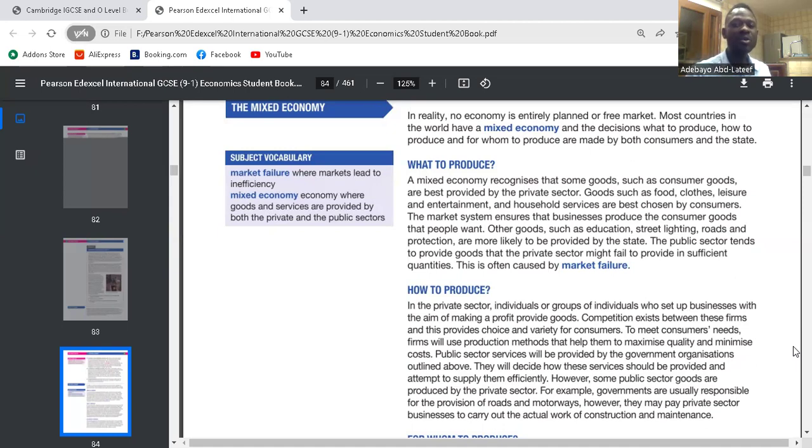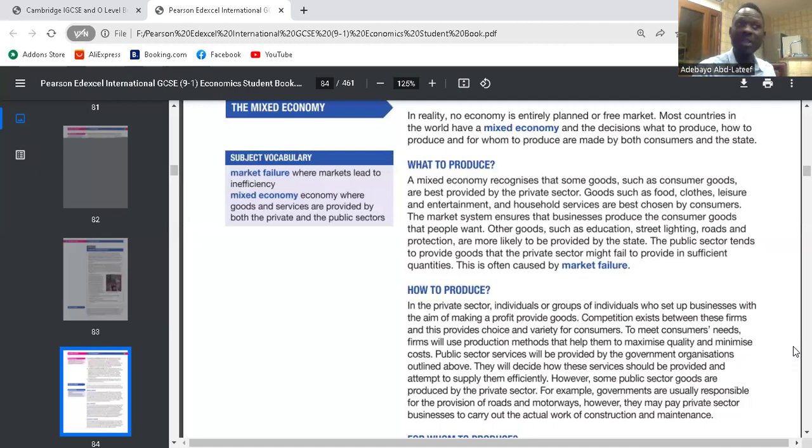So the public sector tends to provide goods that the private sector might fail to provide in sufficient quantities. So government will intervene. This is government intervention. Government will intervene because the private sector failed to provide the quantities needed. Do you understand? So that's what to produce. So the society, the economy would understand what is needed and get it produced. If the private sector cannot do it all, the public sector would intervene to ensure that everybody can consume. Clear?